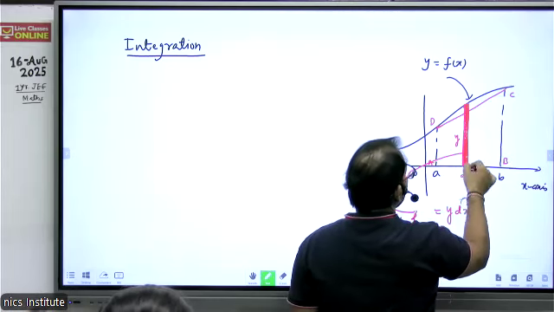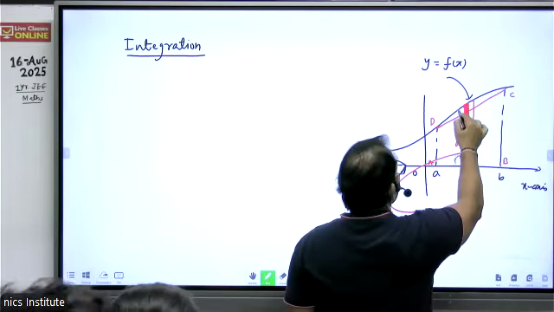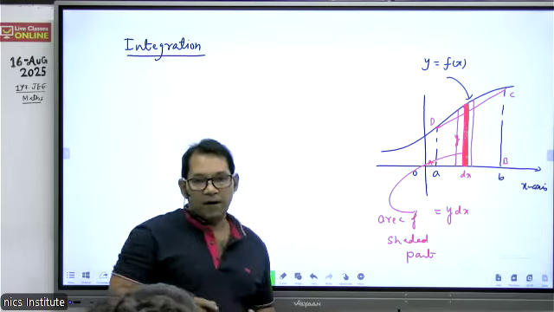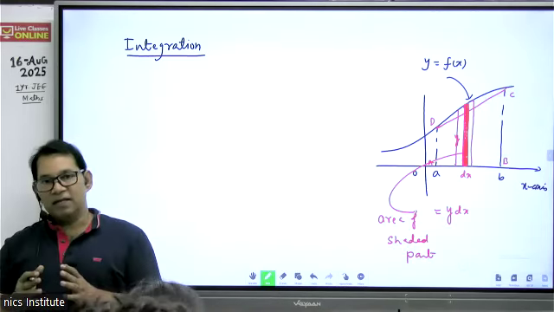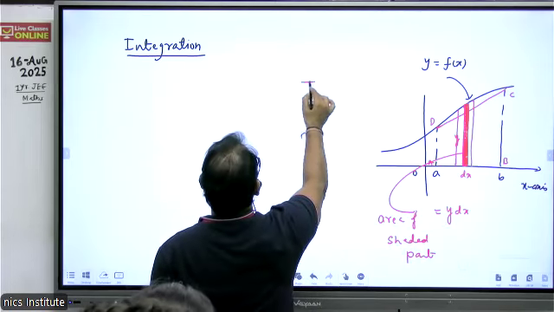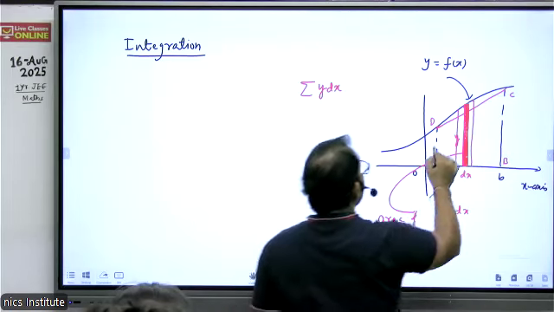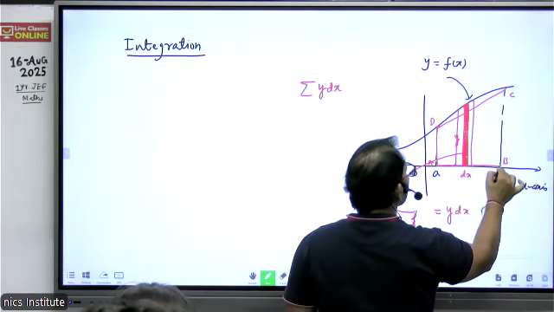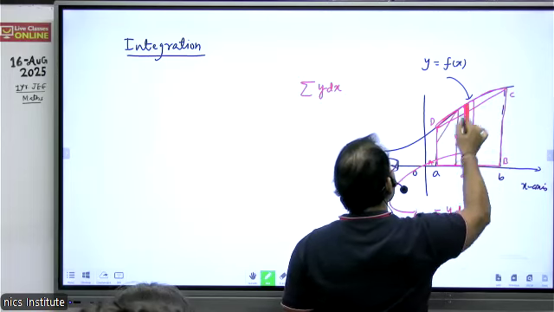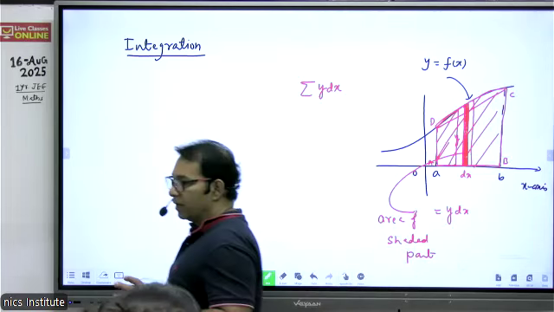Then I take the next y, I find y dx. I take the next y dx, and so on. So if I find all these y into dx and sum them up, I'll get the entire area, this, this, and this. I'll get the entire area. So this is the physical significance of integration.